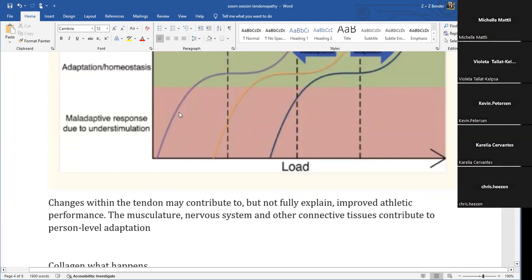I've shifted my opinion away from eccentrics only. Really got into the research of the heavy slow. So I would say I load it with all three. I do concentric, eccentric, as well as isometrics.